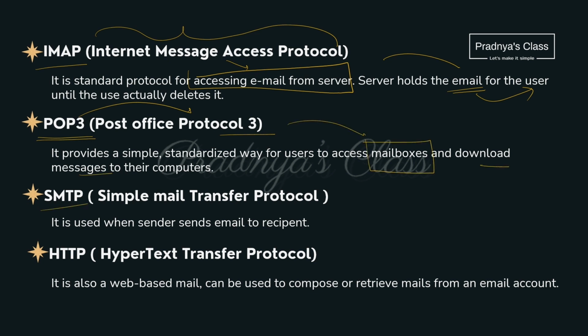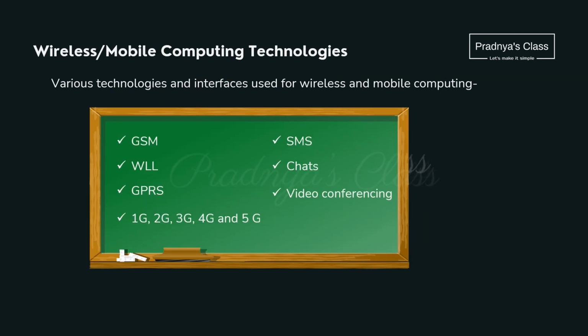The third protocol used for email is SMTP, Simple Mail Transfer Protocol. When the sender sends mail to the recipient, this protocol is used. The fourth protocol is HTTP. Even we will be using it for email transfer. It is used for composing and retrieving mail. Alright, then let's move ahead to the next topic.